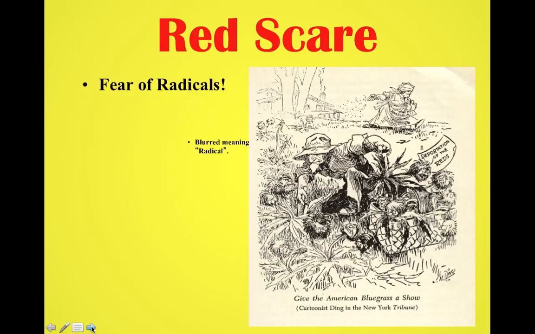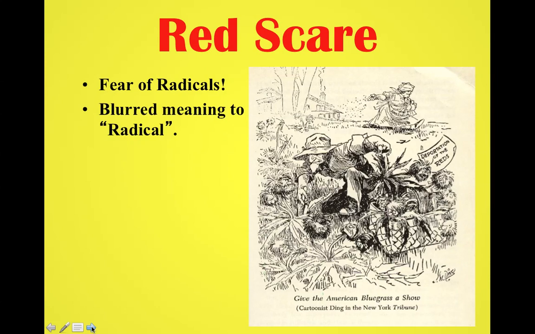The Red Scare, again, was a fear of radicals. They had a blurred meaning, not quite sure what radicals were. Oftentimes they were pinpointed by, at this time, J. Edgar Hoover, who was special assistant to the Attorney General, who claimed the Red Scare targets were communists, socialists, or anarchists.